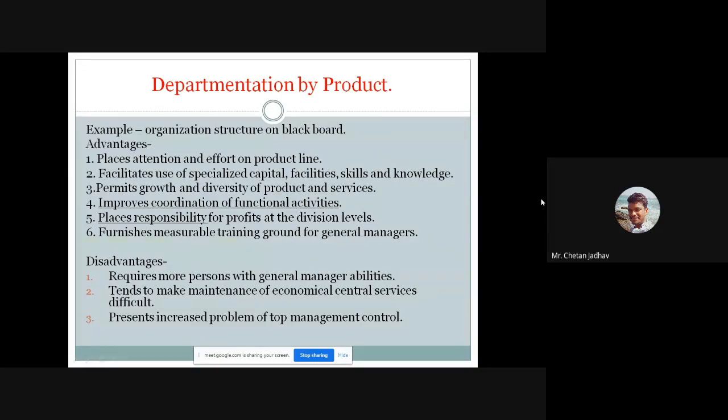Next, it permits growth and diversity of products and services. After production of that particular product, each department can easily give services after the sales and during the marketing. So it is easy to give growth and more services to each and every particular product separately. Next, it improves coordination of the functional activities. This is the same as our first type of departmentation, enterprise function. So we can easily give attention and coordination to each and every activity for the separate product.